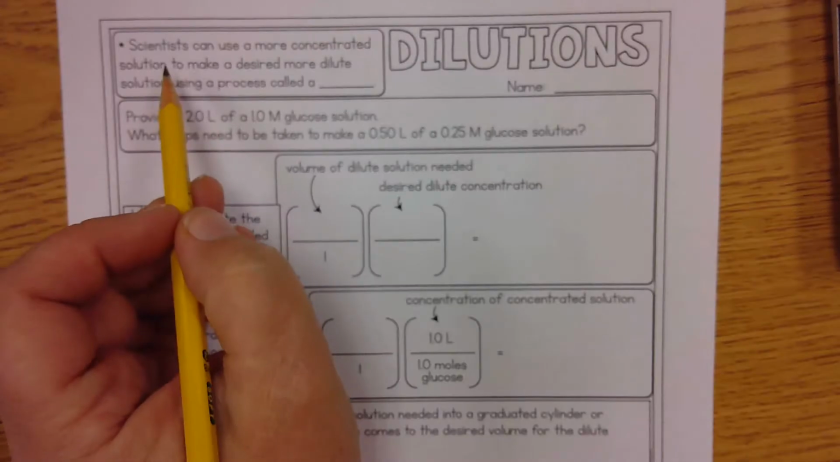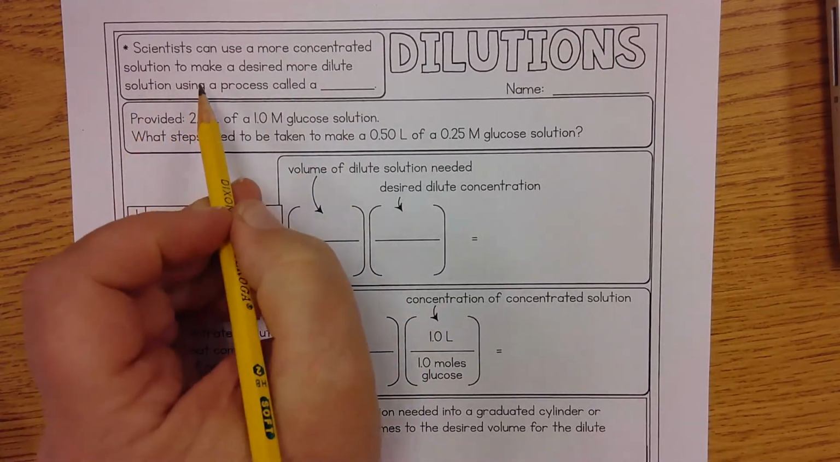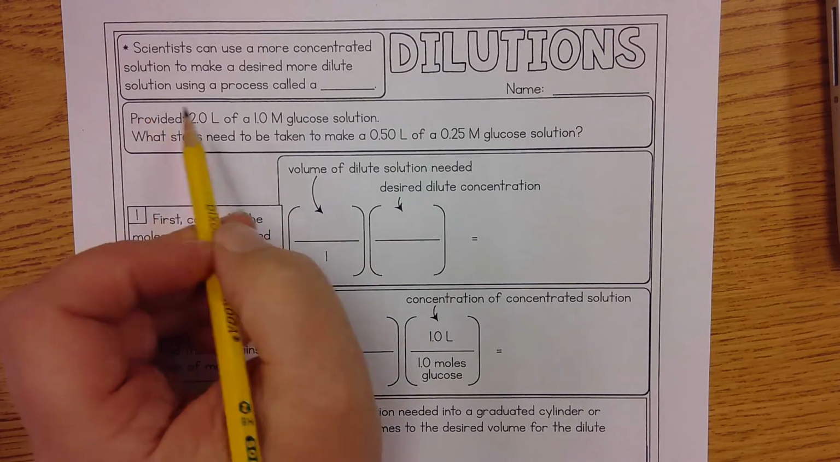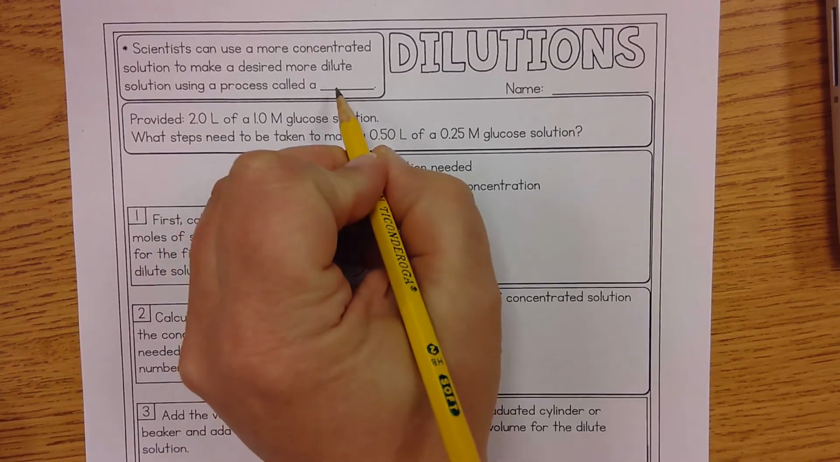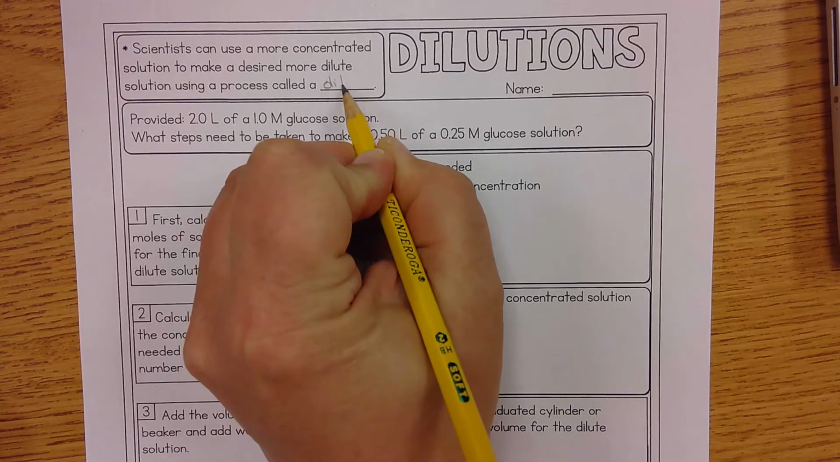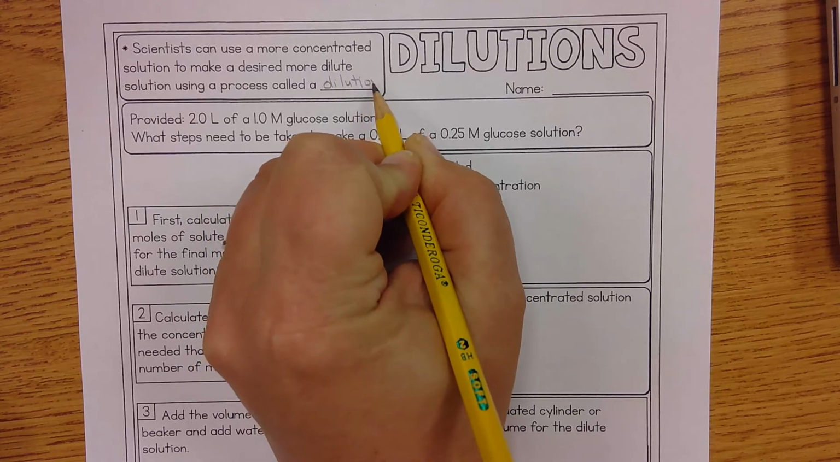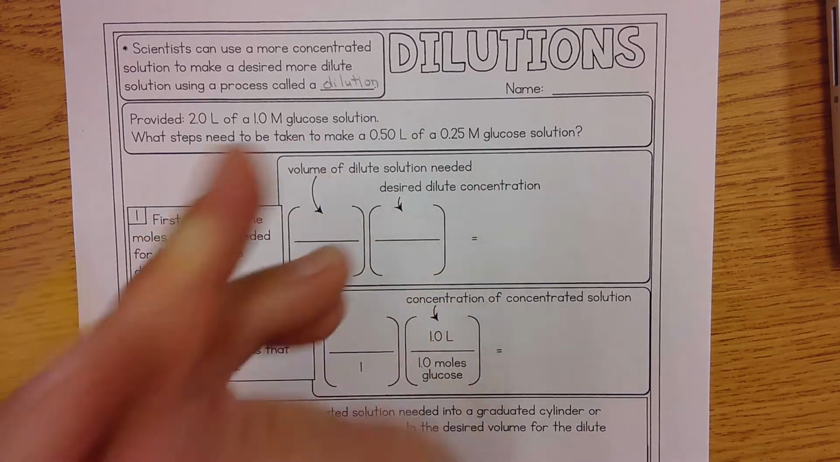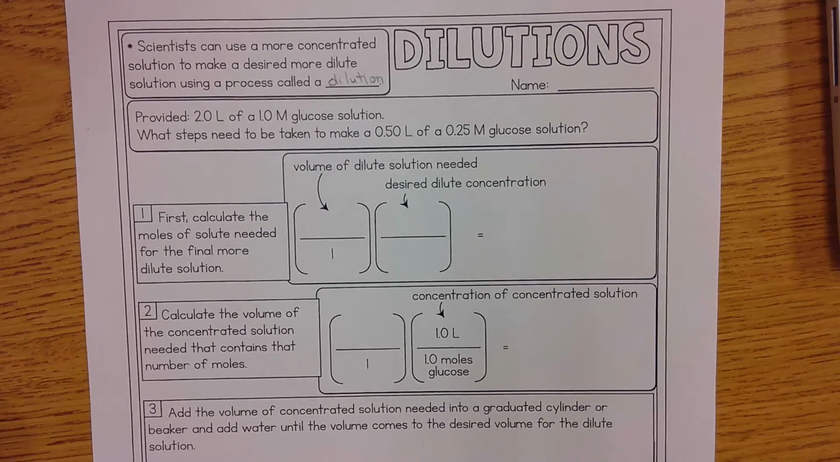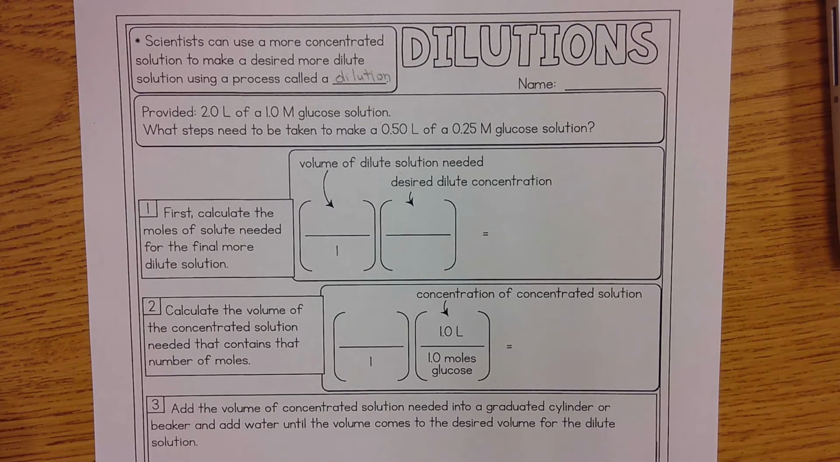So, dilutions. Scientists can use a more concentrated solution to make a more dilute solution using a process called a dilution. They dilute it down. Right? It just makes sense. Taking from concentrated to less concentrated. All right, here's how that works.